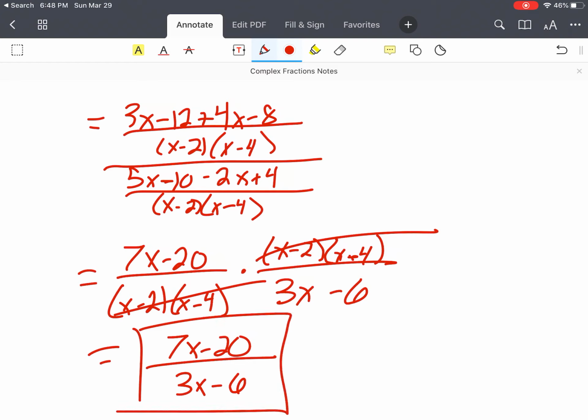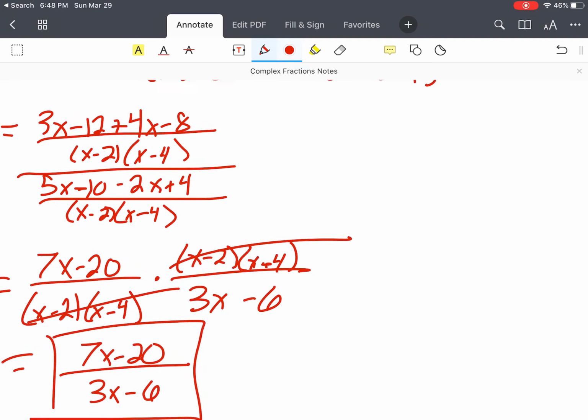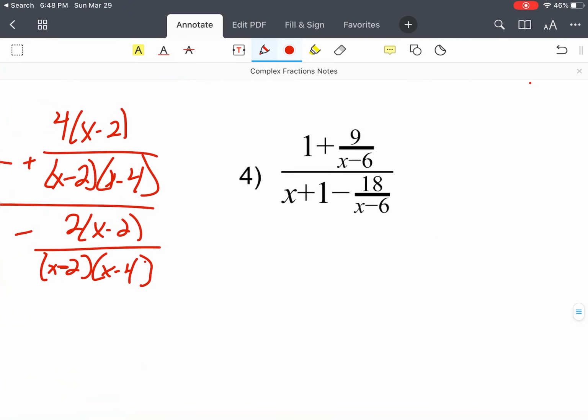Again, if there was anything possible to factor out and cancel, I would. I could factor out a 3 on bottom, and that's going to leave you with an x minus 2, but there's no way to factor out a 3 on top, and there's no way to make an x minus 2 on top, so there's really no point to doing that. Okay? All right, last one.